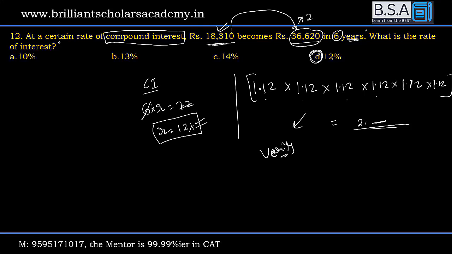No, beta, 1.126 times is no. 1.126 times is 1.9738. Pretty much doubled.